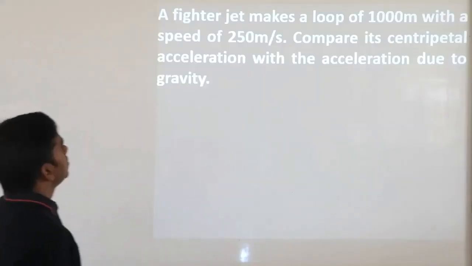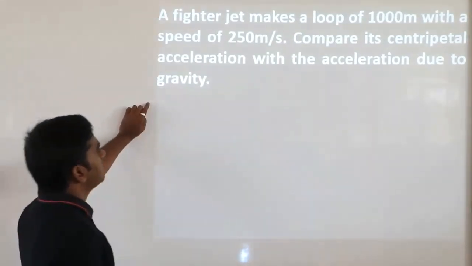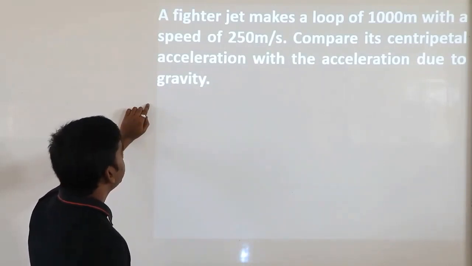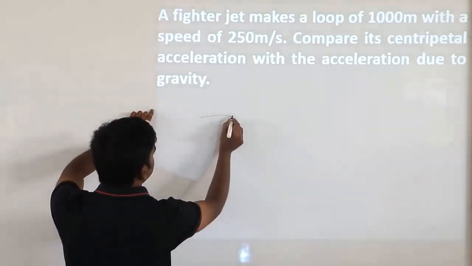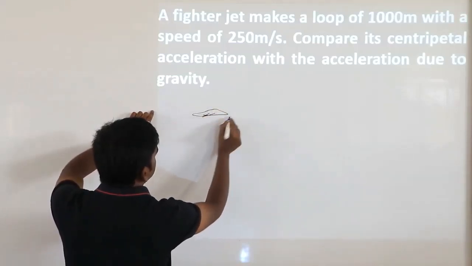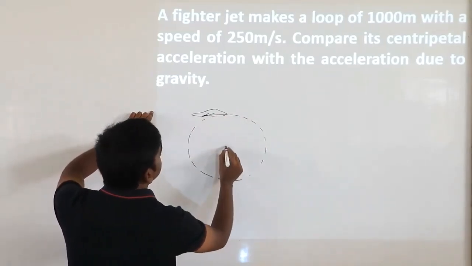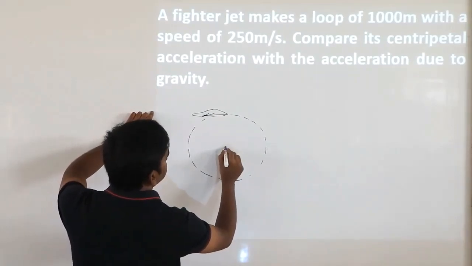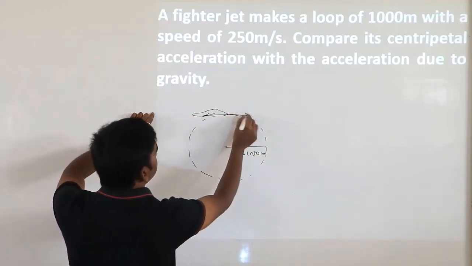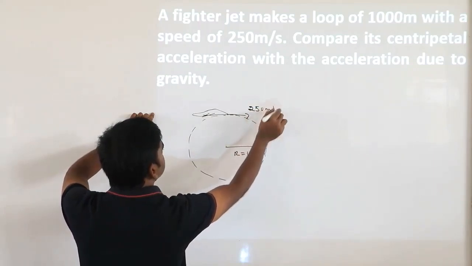That's all. So next question, probably based on circular motion: a fighter jet makes a loop of 1000 meter with a speed of 250 meter per second. So think that there is a fighter jet, making a loop of, say, 1000 meter. Now that means that is the radius. Radius is 1000 meter with a speed of 250 meter per second.